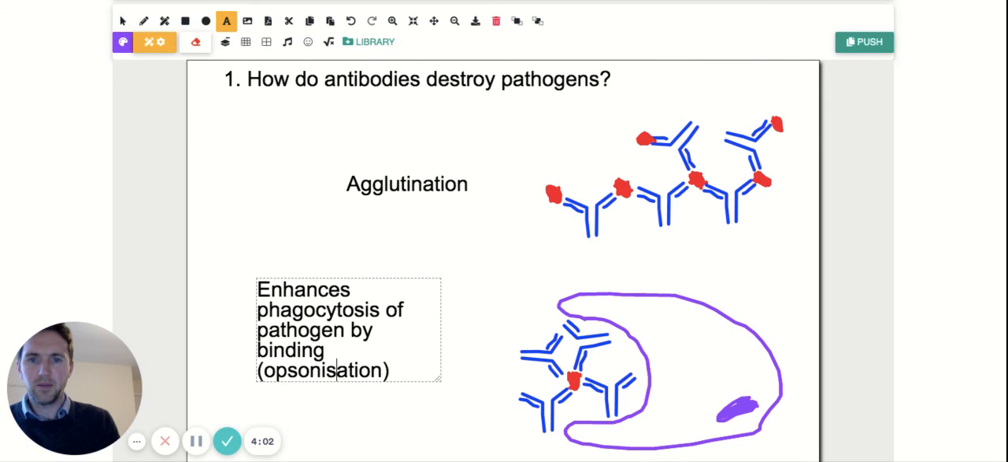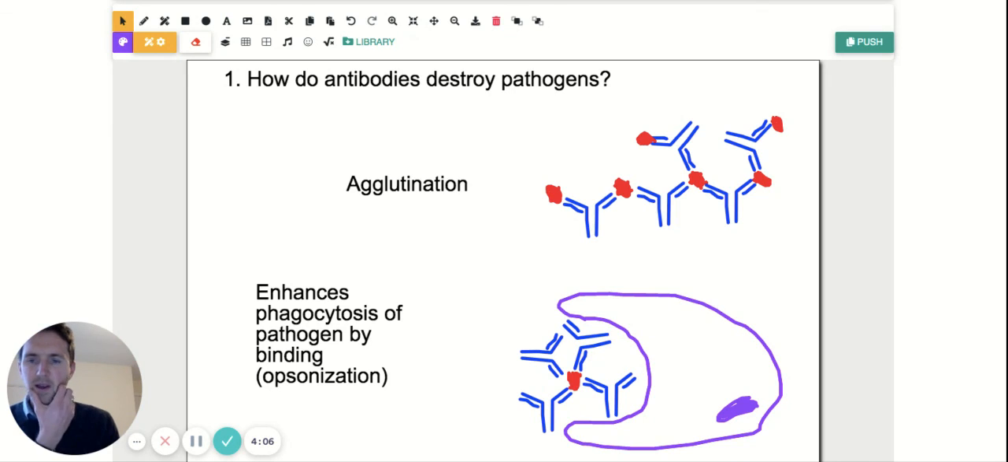I think it might be spelled with a Z. I went for the UK standard spelling with an S, but Z would be perfectly acceptable as well. So agglutination, gathering a pathogen together, and opsonization, enhancing phagocytosis of a pathogen, are the ways that antibodies destroy pathogens. And that is it. Thank you.